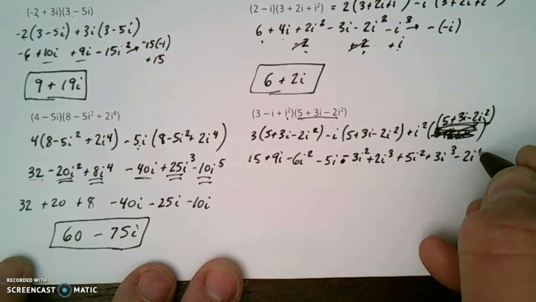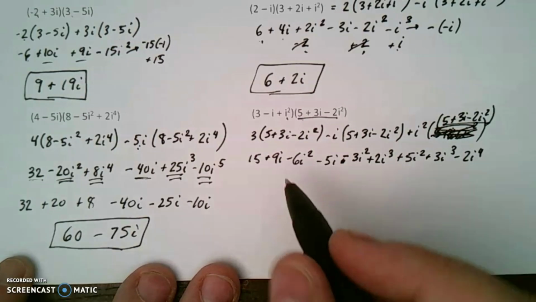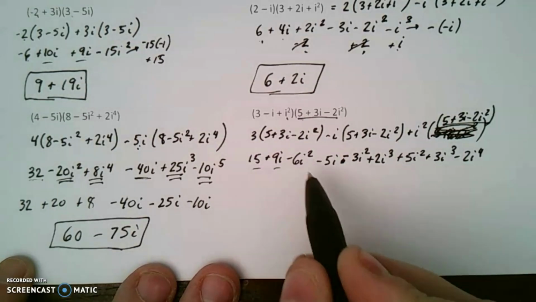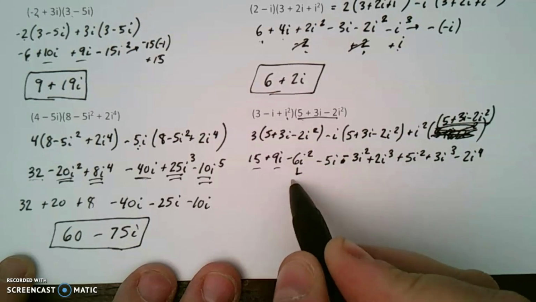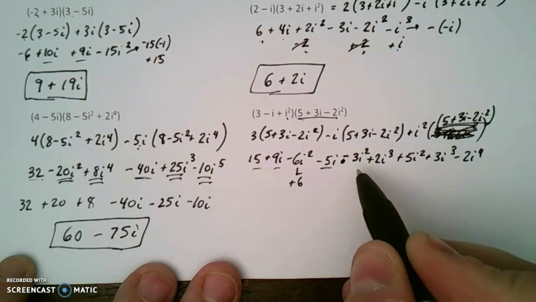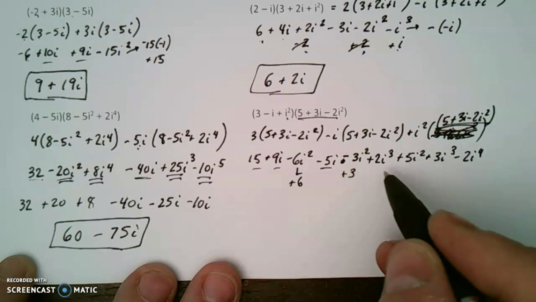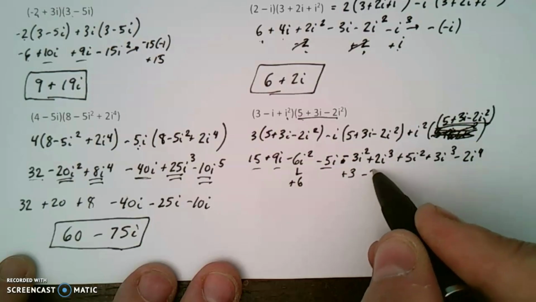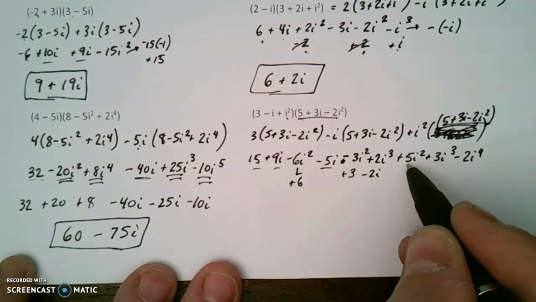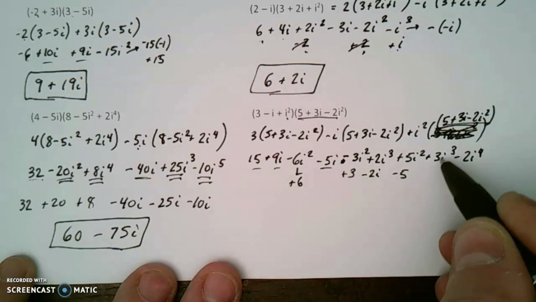So we're going to go, this one's good, this one's good. This is going to be negative 6 times negative 1, which will be plus 6. This one's good. This is going to be negative 3 times negative 1, which will be plus 3. This will be 2 times negative i, so it'll be minus 2i. This will be 5 times negative 1. This will be 3 times negative i. And this will be negative 2 times 1. So now we've got all of these reduced.